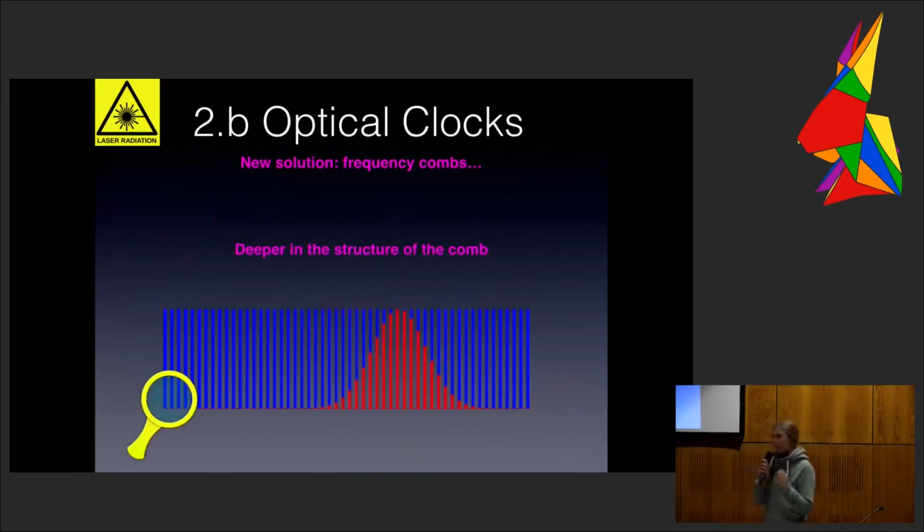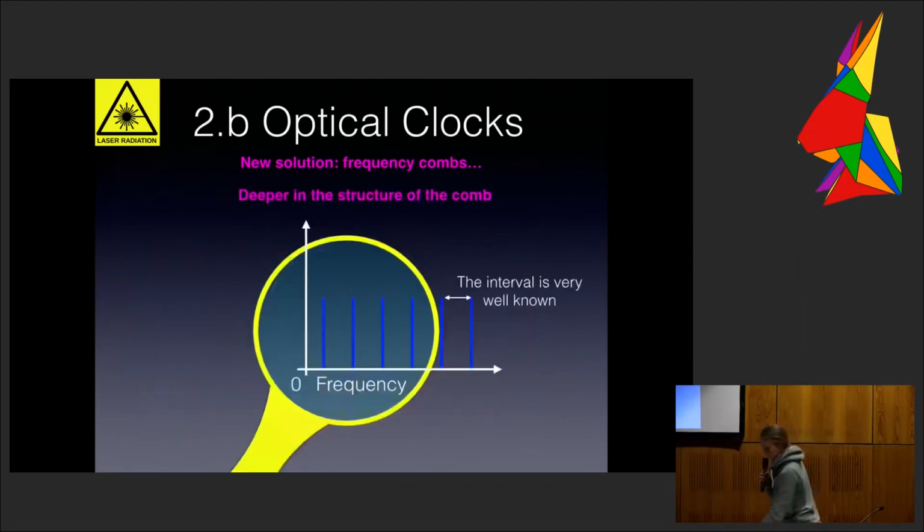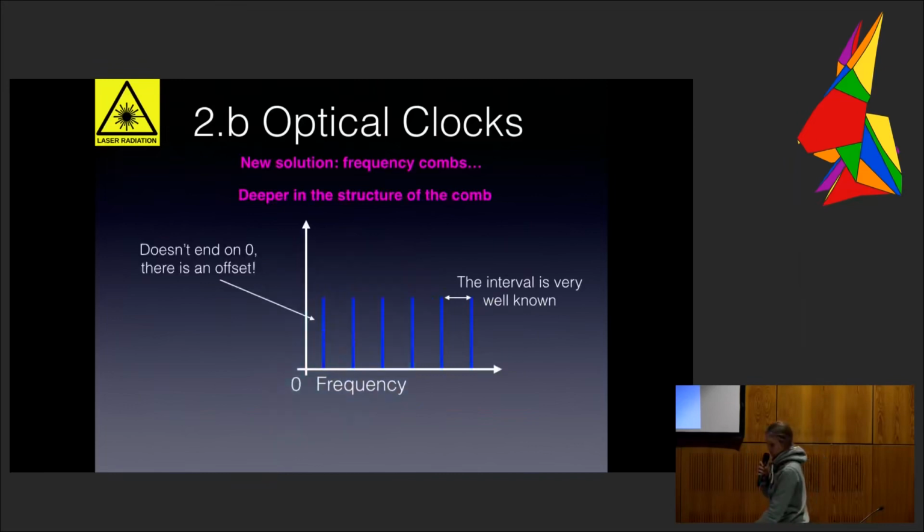However, if you look at the detailed structure of the comb, so what is this? Okay, so in red, that's the real comb. In blue, that's the comb that's extended from 0 to plus infinity. So that's what it would look like. Everything in blue does not exist, but it's information that can be retrieved. So if you look on this structure at the 0 frequency, it turns out that you have this very well-known interval, and you have an offset. And so this offset and the interval are the only things that you need to know to define your comb.